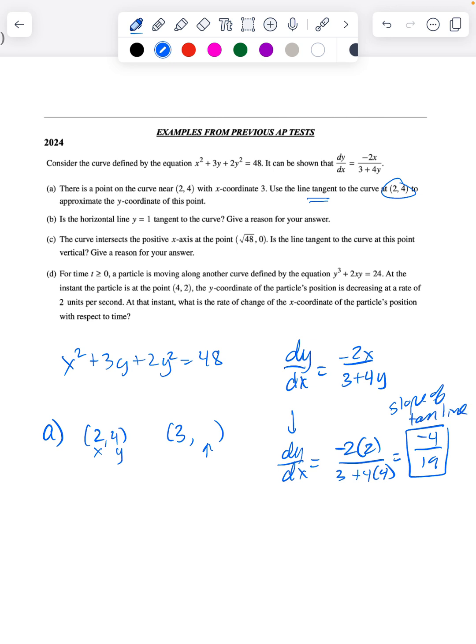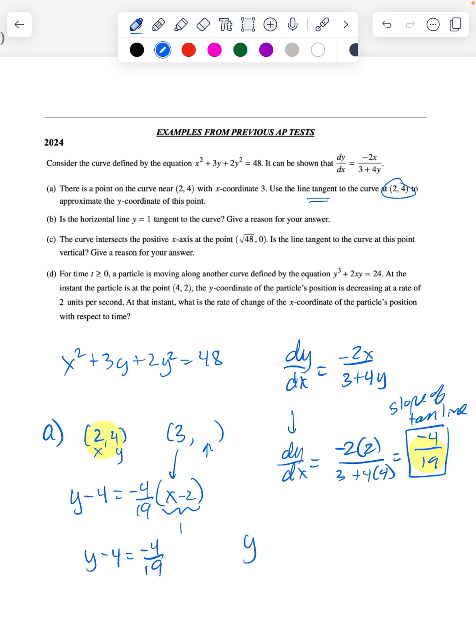So I can use that information to write my equation of the tangent line at (2, 4). y minus the y coordinate equals m times x minus the x coordinate, and the x coordinate they're giving me is a 3. So this will turn into 3 minus 2, which will turn into 1. So I end up with y minus 4 equals -4 over 19, which is totally annoying because I have to do that without a calculator, but oh well, it's calculus.